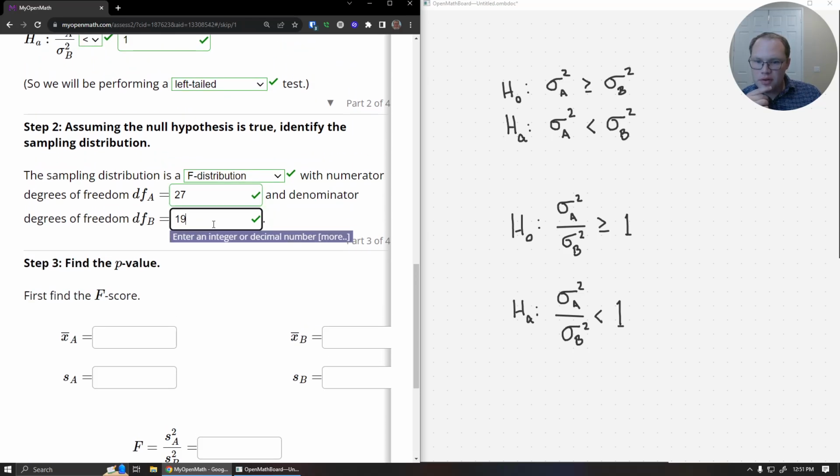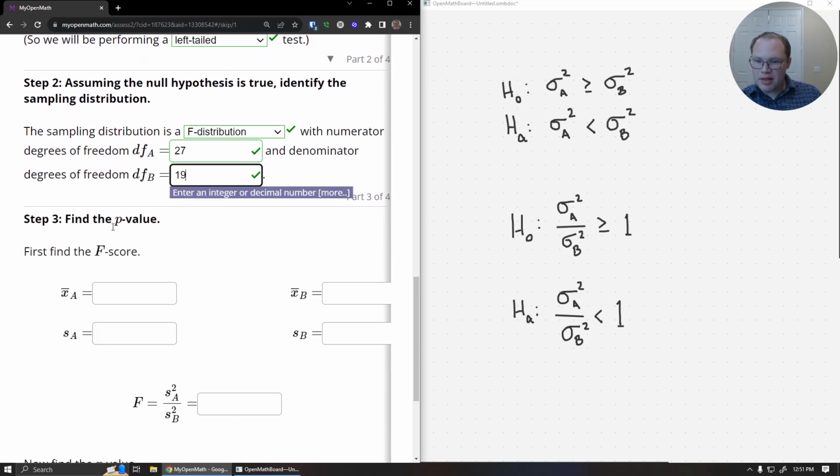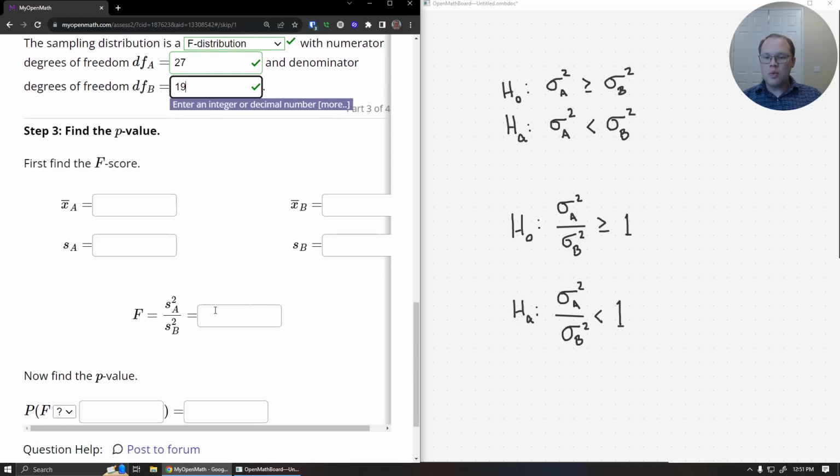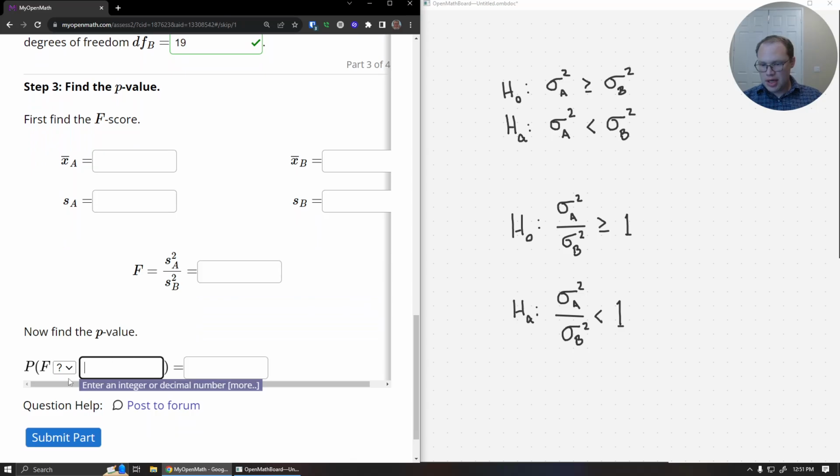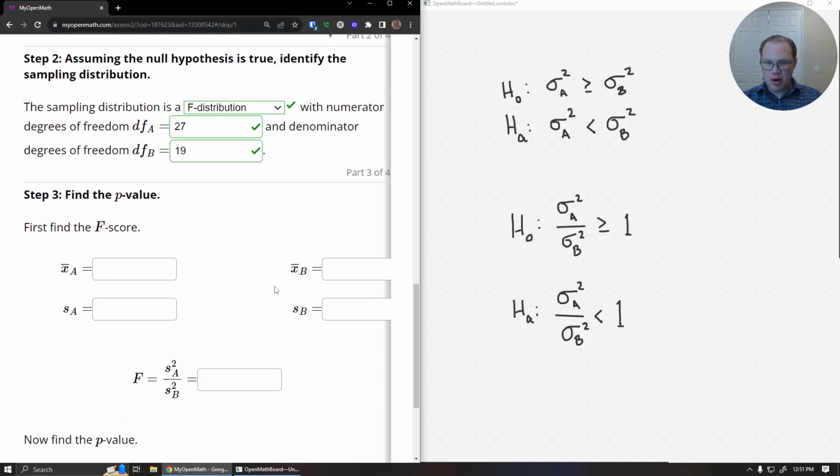We have step 2 done. We're on to step 3, find the p-value. And this is a little bit involved. We need to find the f-score. That's what we need to do to be able to plug in to this probability and calculate that probability.